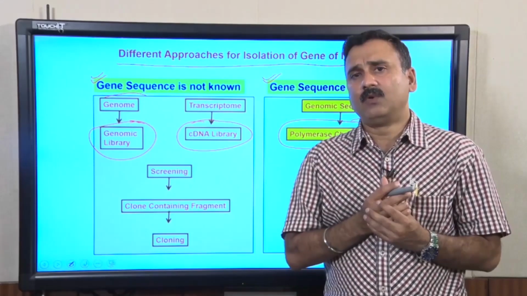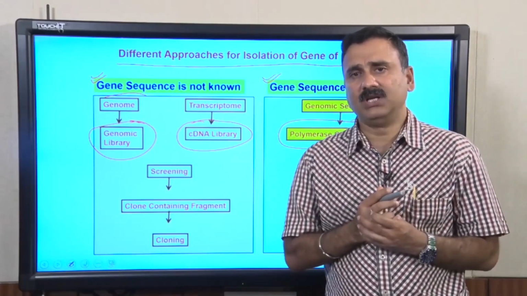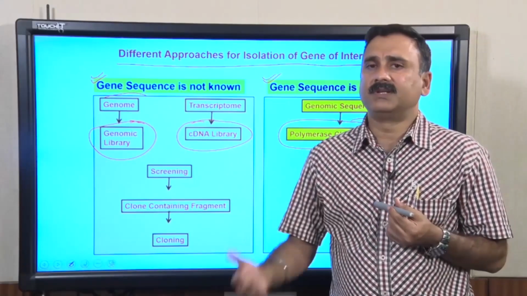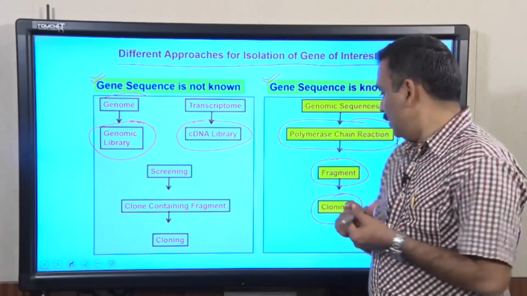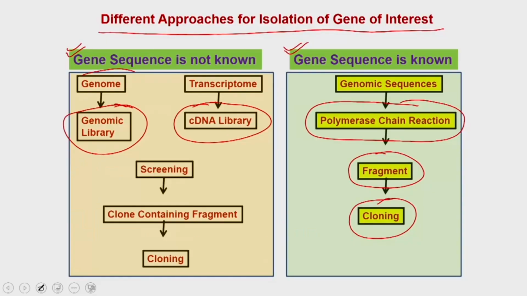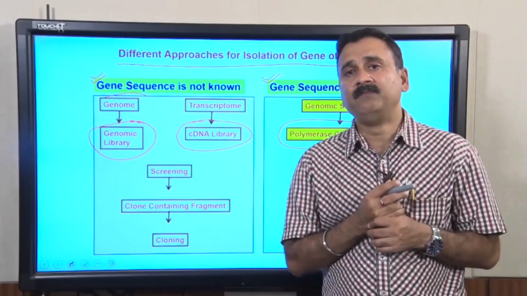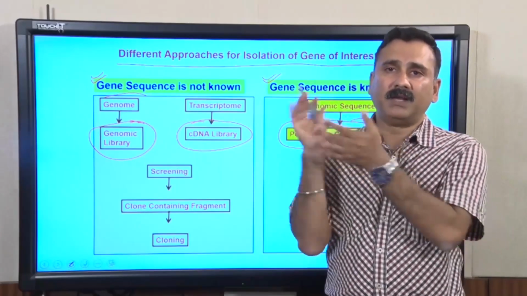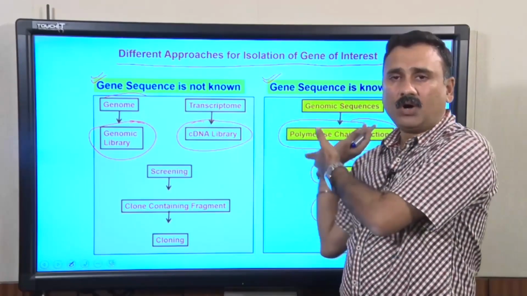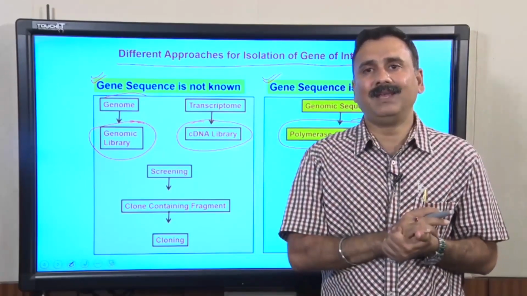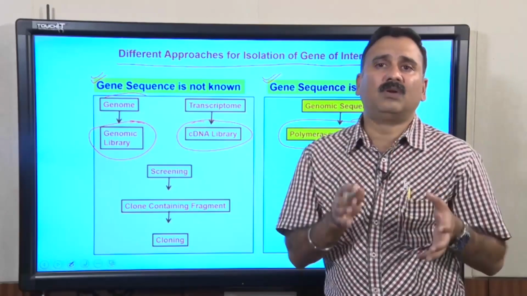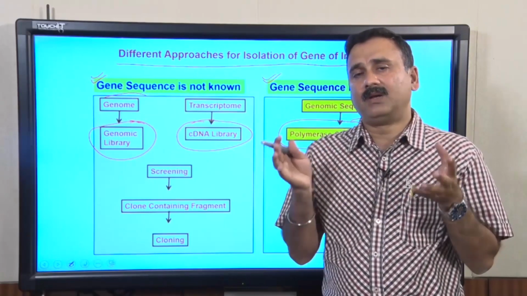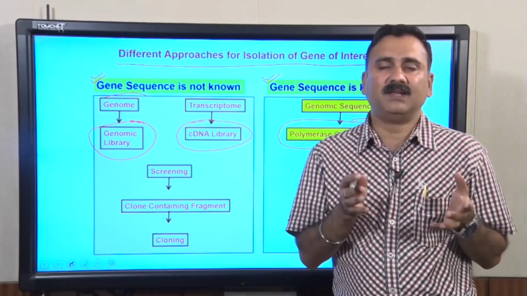So, with this I would like to conclude our lecture here, and in our subsequent lecture we are going to discuss how the fragment you got after isolating it from either the genomic library, the cDNA library, or utilizing PCR as a technique, can be cloned into your desirable transforming agent such as plasmids.